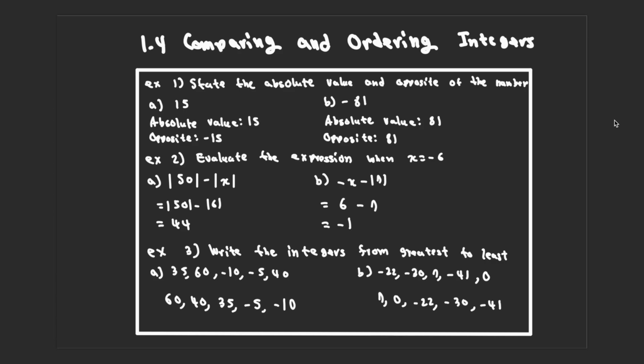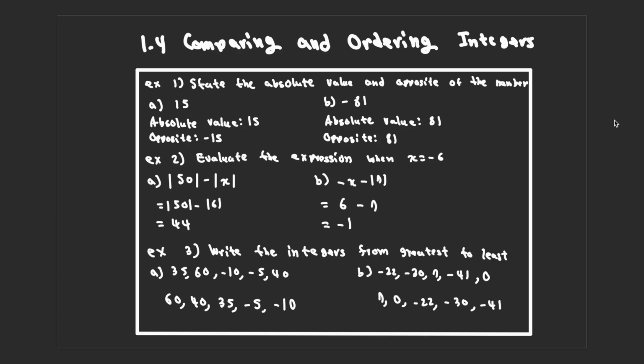The second set of problems asks us to evaluate the expression when x is negative 6. The first question asks us to find the absolute value of 50 minus the absolute value of x. Because 50 is positive, 50 is the absolute value of 50. For x, because it is negative 6, the absolute value, or the distance from 0, is 6. 50 minus 6 is 44.